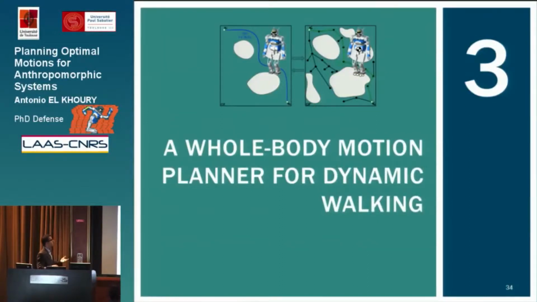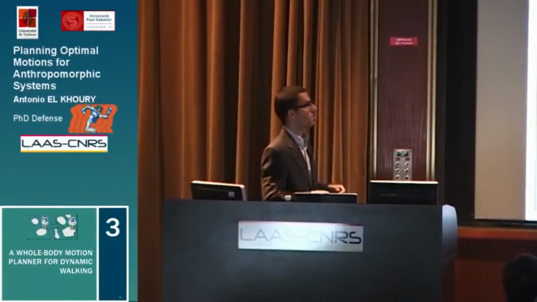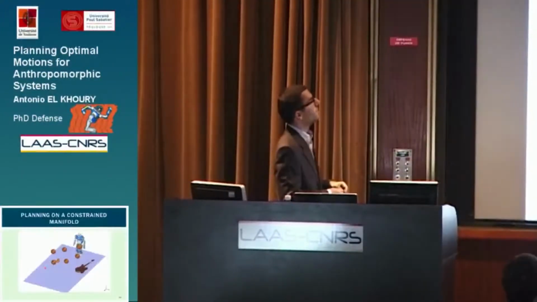So what we propose to do in the third part is to actually consider a simpler system here to the right, where we have fewer constraints and we make the robot slide. And thanks to a nice property from optimal control theory, we can generate whole body dynamic walking trajectory. So here we have walking.